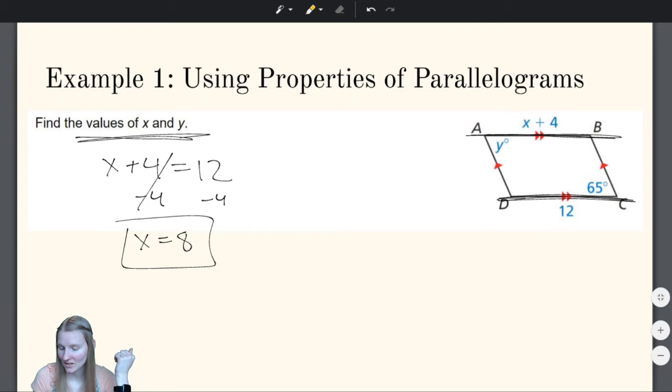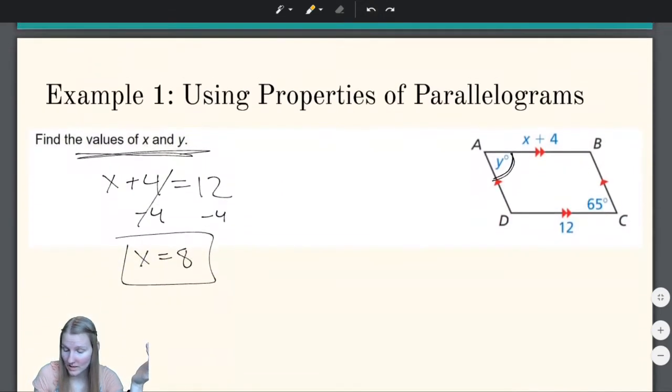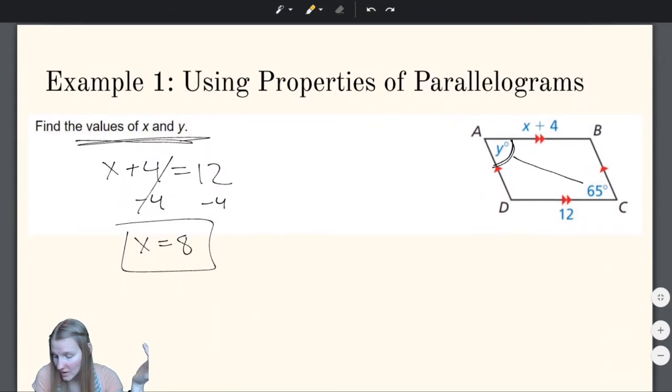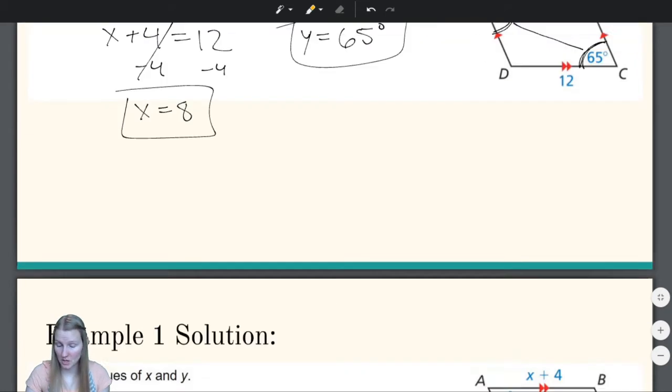All right, that's x. Now let's take a look at y. Y is angle A. And in a parallelogram, opposite angles are congruent. So the angle that is opposite angle A, which is angle C, is 65. So y must be equal to 65 degrees. There we go. Let's check and make sure that we were correct.